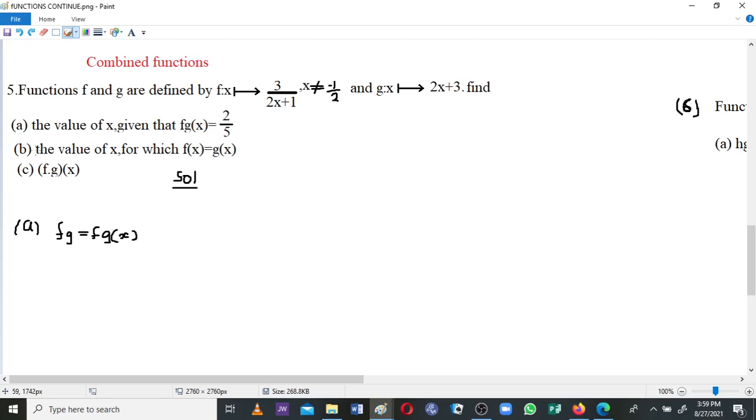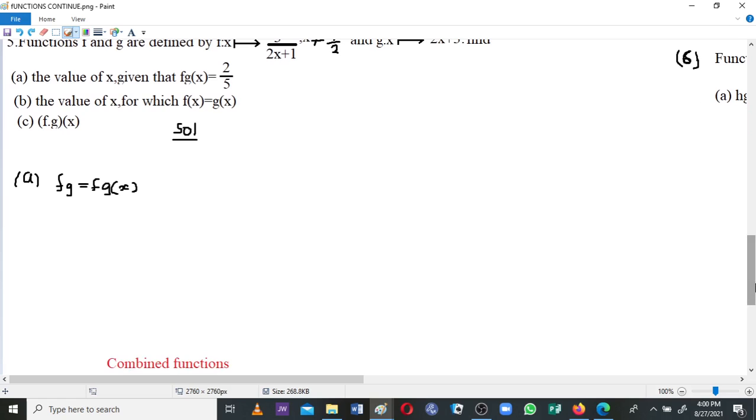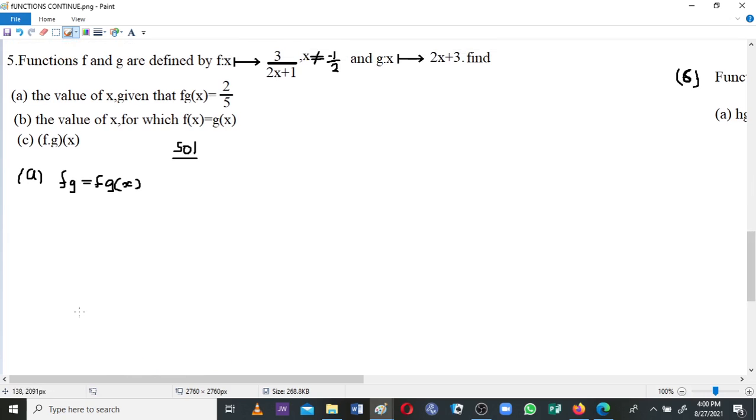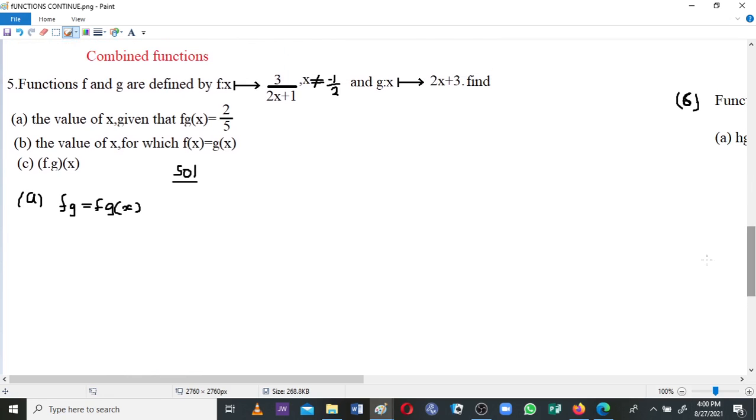The question we have is fg, which can also be written as fgx. To solve this question, we just need to follow what the notation means. In this case, it means that we are substituting the function g into f. Look at the functions that we have on top there, and keep in mind that what we are doing is combined functions.